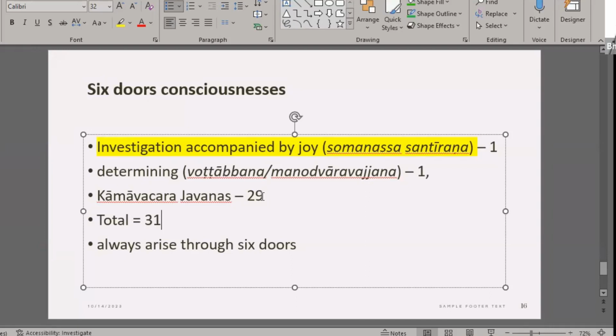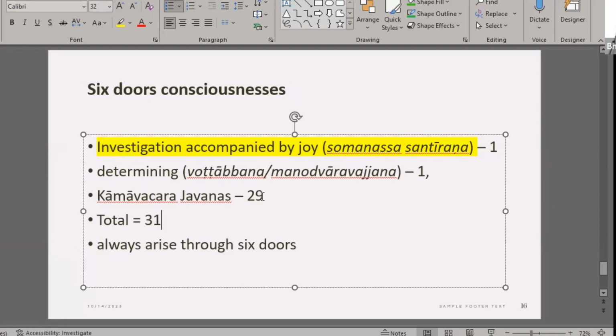Kamavachara Javana, six door consciousness. There are 29 Kamavachara Javanas. They arise in six doors: either eye door, ear door, nose door, tongue door, body door, or mind door. Altogether, how many? 29 plus 2, 31. 31 cittas arise in six doors.